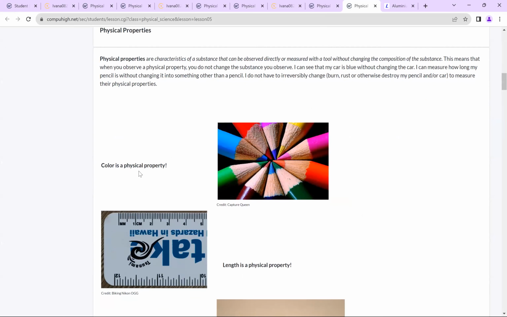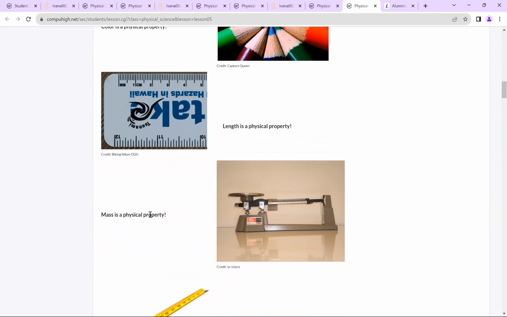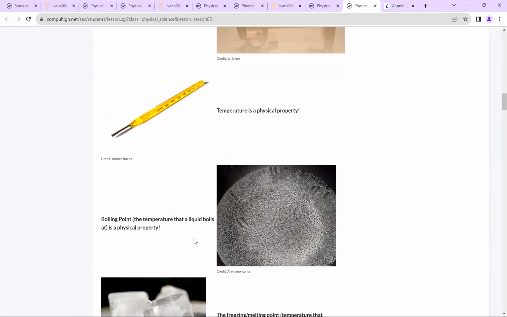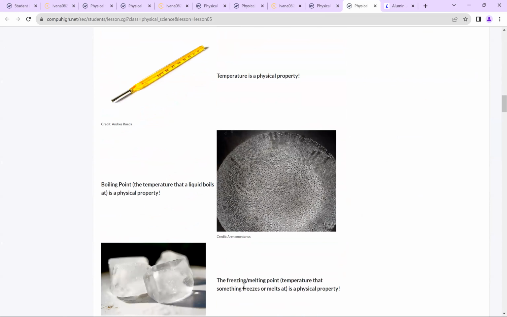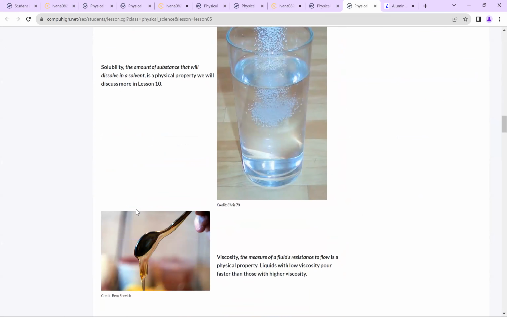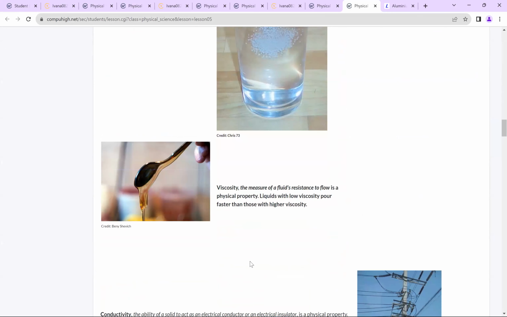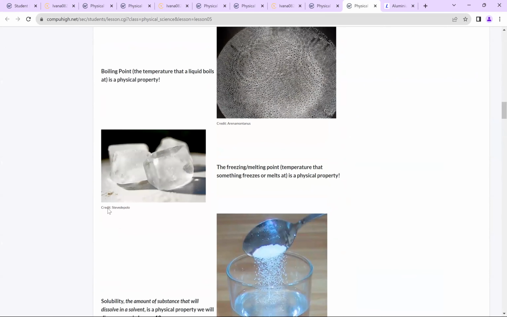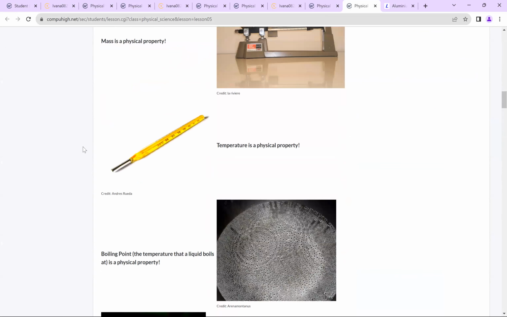Here are the physical properties. Color is a physical property. Length is a physical property. Mass is a physical property. Temperature is a physical property. And then boiling point, melting point, solubility, viscosity, conductivity, density. So you have to choose four of these and then just look for definitions of them.